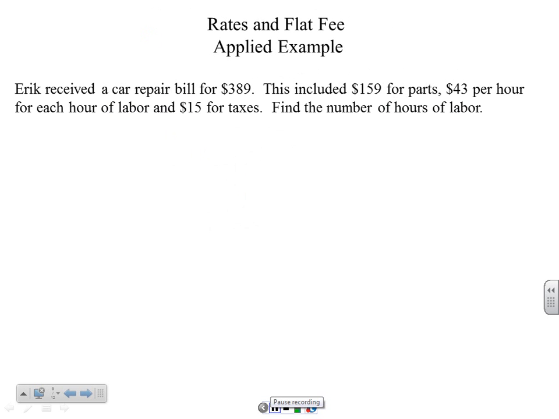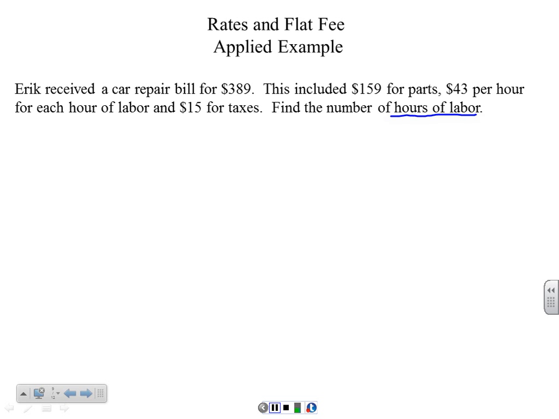Rate and flat fee. Okay, this is another applied problem. So it says Eric received a car repair bill for $389. This included $159 for parts, $43 per hour for each hour of labor, and $15 for taxes. Find the number of hours of labor. So this is going to be our variable. Hours of labor is going to be our variable.